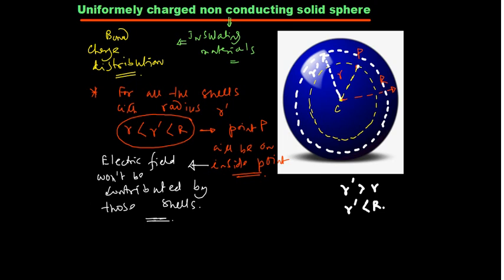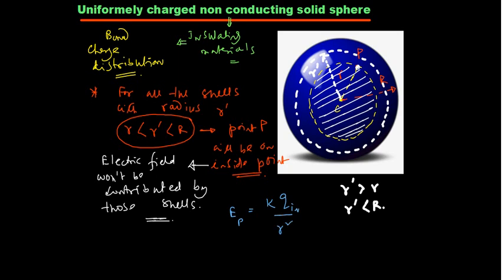So that means at point P, which particular sphere will contribute? This sphere will contribute. Except that, any other shell will not contribute as per the shell theorem. Right? So that's the only point you have to keep in your mind. We are considering that the shell is uniformly charged. So can I write, with your permission, electric field at point P is equal to K into Q inside divided by small r square.